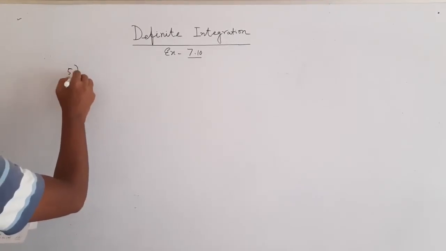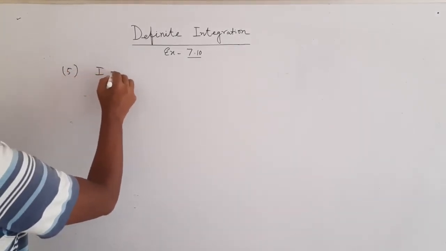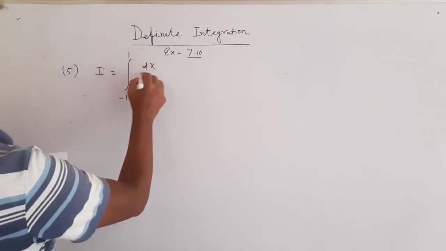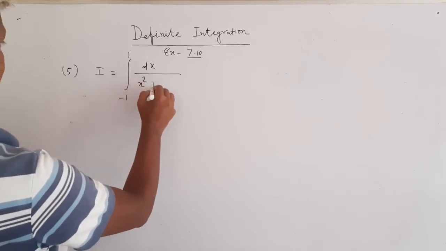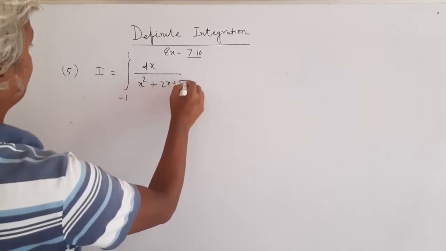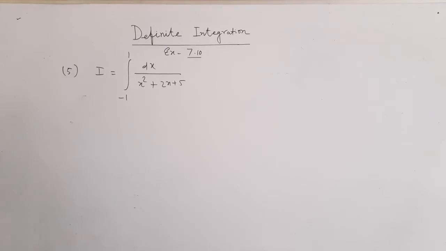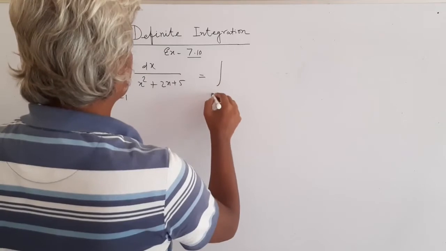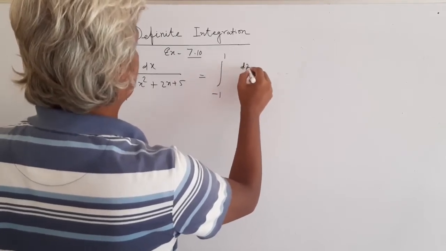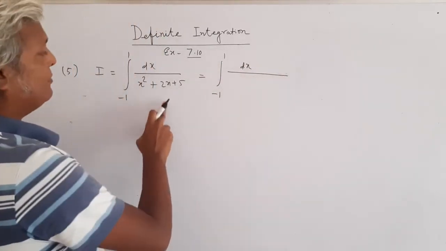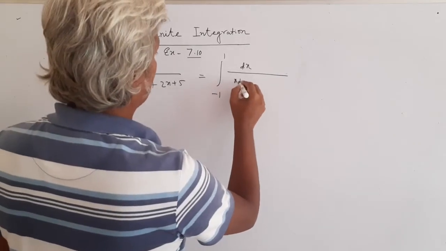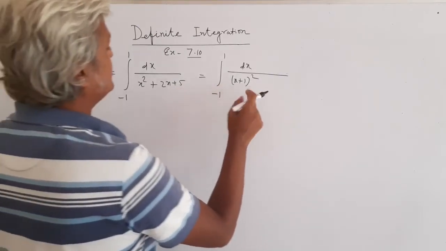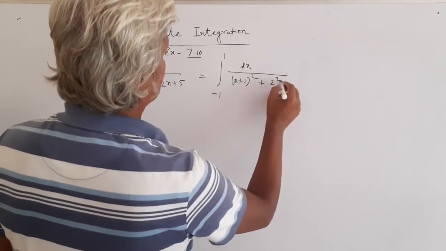Now question number 5, this is very much the same. There is from minus 1 to 1 dx over x square plus 2x plus 5. Now we have been solving questions from the very beginning, and we must have developed some ability, so I can write this one directly. It's minus 1 to 1 dx over x square plus 2x plus 1, this is x plus 1 whole square plus 4, because 1 is gone into this expansion, so this is 2 square. This is what it is.